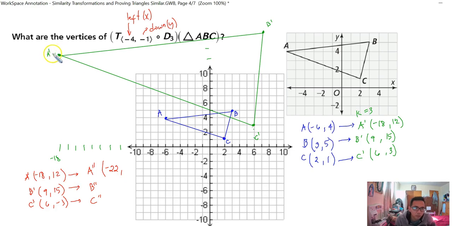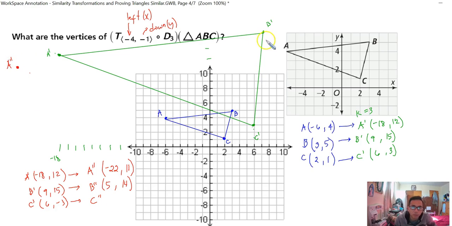So negative 22. It goes to the left, right? 18, 19, 20, 21, 22, and go down. 12 minus 1, you go down 1 to 12. So 12 minus 1 is 11. And then your B prime will be 9 minus 4 would be 5. And then 15 minus 1 is 14. So it goes like this. So 18, 19, 20, 21, 22, and then you go down to 11. So this is my A double prime.